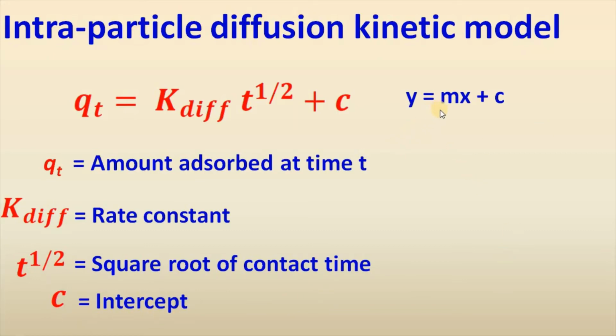Well, if we compare this equation to the linear equation, we see that Qt is equivalent to y, m is equivalent to K diff, x is equivalent to t^(1/2), and C is equivalent to C. So if we plot Qt versus t^(1/2), then the slope will be K diff and the intercept will be C.